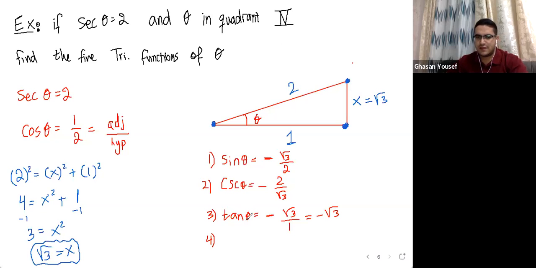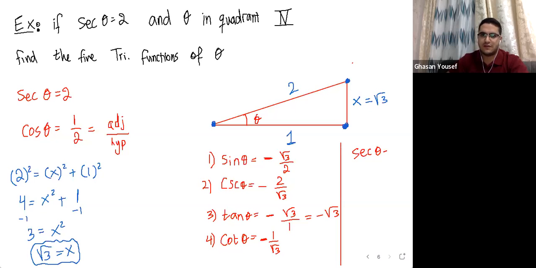Now the reciprocal of the tan is the cotan. The cotan is the reciprocal of this, so it is negative 1 over square root of 3. The last function is, we have the secant, we have that's it, I think. The last thing is, we have the secant and the cosine. The secant is given in the example.